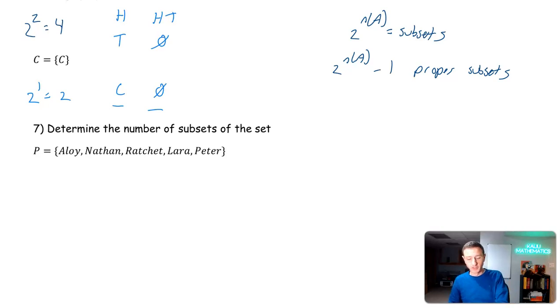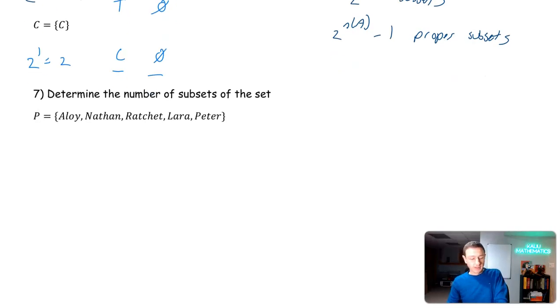Determine the number of subsets of the sets. And then we have Aloy, Nathan, Ratchet, Laura, and Peter. That has 5 elements, 1, 2, 3, 4, 5. So that'd be 2 to the 5th, which is 32. I'm not going to write out all 32 of them.